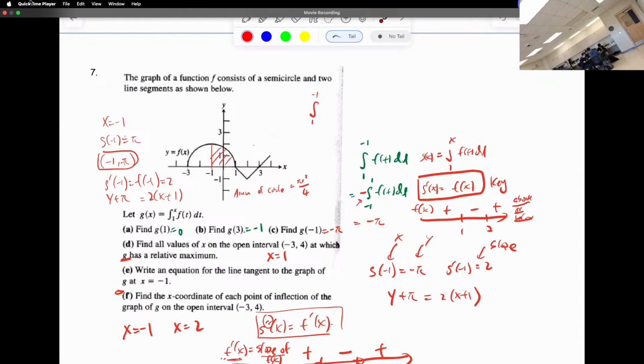I remember how to do tangent line. This one is... So it would be A, B, C, D, E.